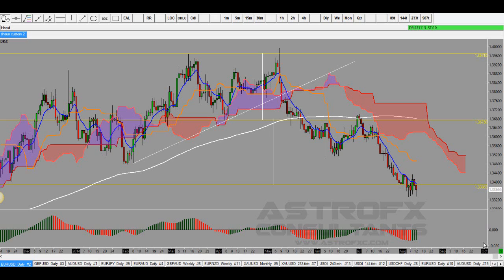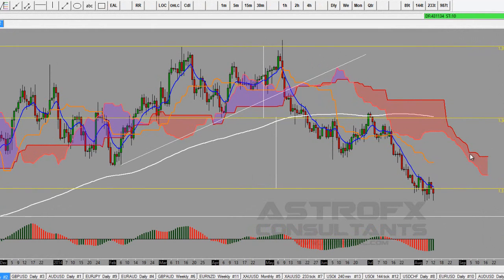Okay, so from last week's predictions, market talk and so forth, we haven't really had much movement. So I'm going to start with the Euro USD.